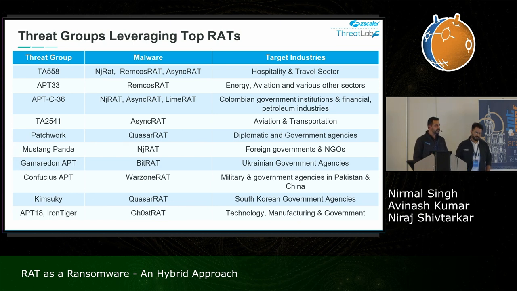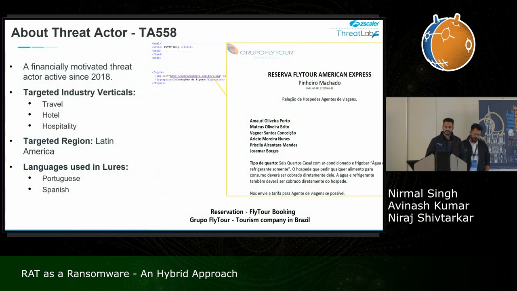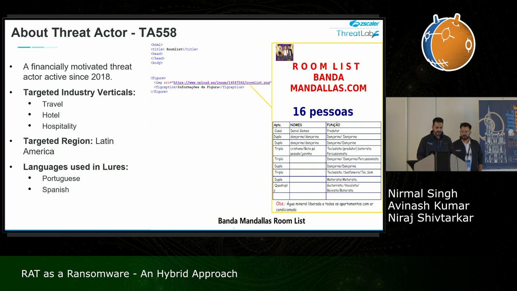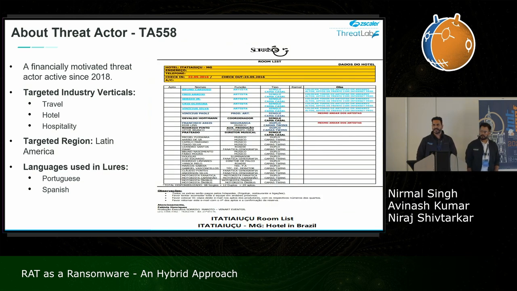When we were doing research and following up on these threat groups, we came to know about this very small threat actor, TA558. This is a financially motivated threat actor, active since 2018. When we followed up on the campaigns and phishing emails they are using, we came to know that they are mainly targeting travel and hospitality industries. Based on the language they use in the campaigns, they are mainly targeting users speaking Spanish and Portuguese.